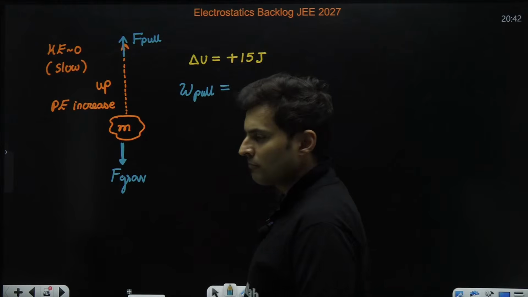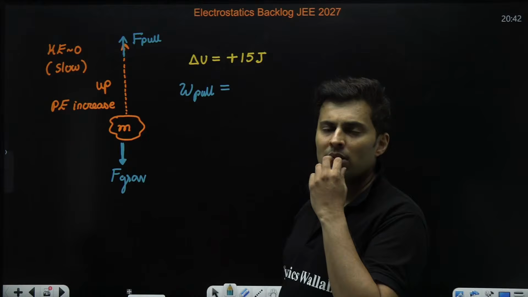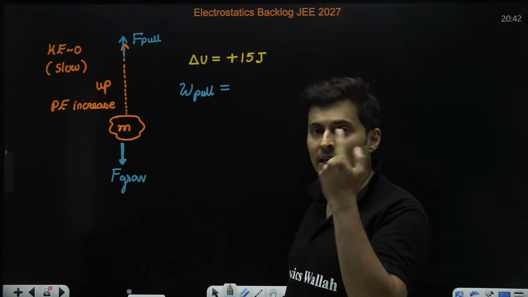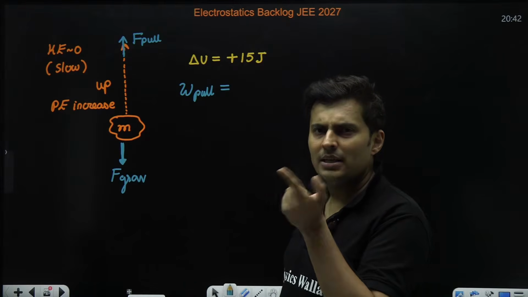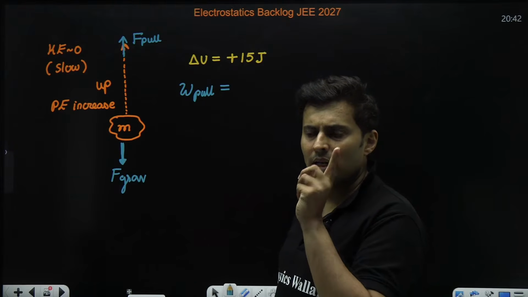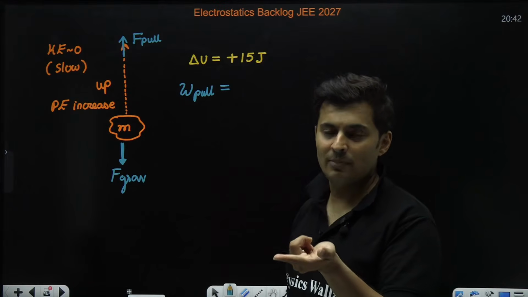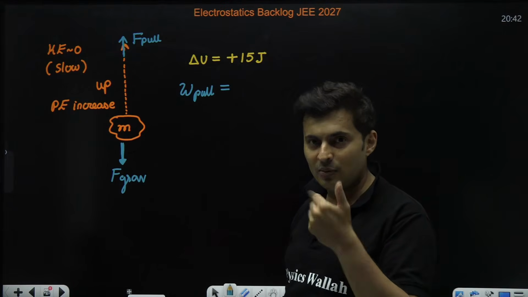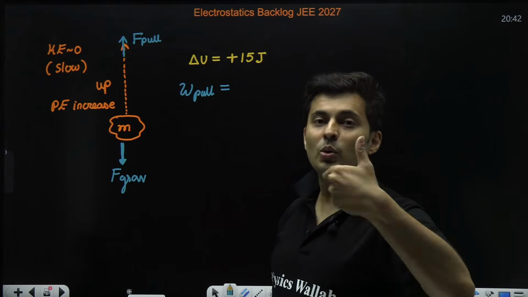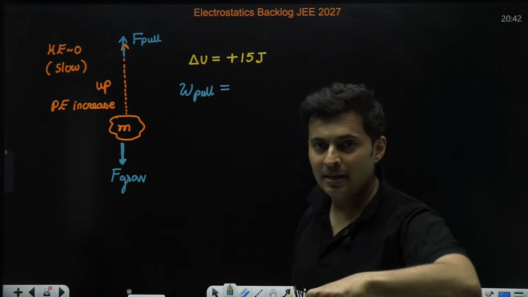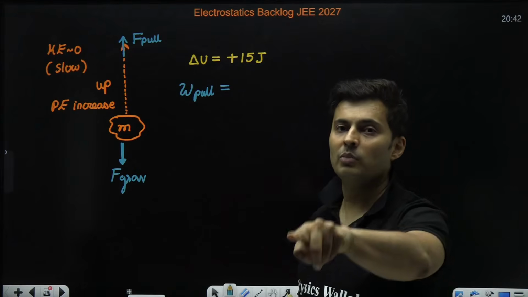Then if I ask you what is the work done by that external pull, you'll start to think, how did the energy of this mass increase? The energy increased because it went up. Why did it go up? Because of the pull. So I was applying a force, giving my energy to increase its potential energy. So whatever work I did in pulling has gone into potential energy.